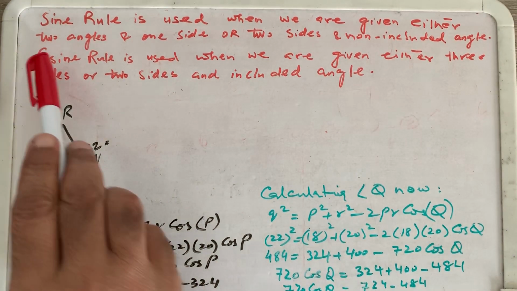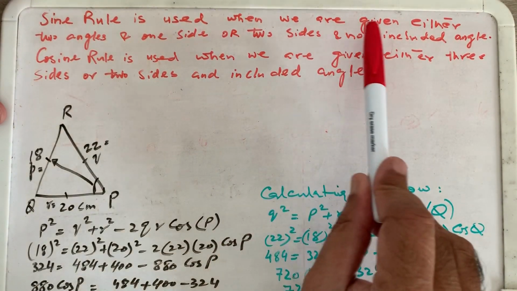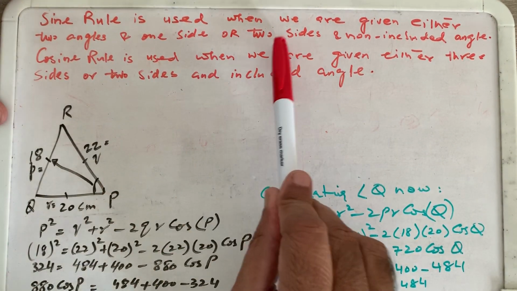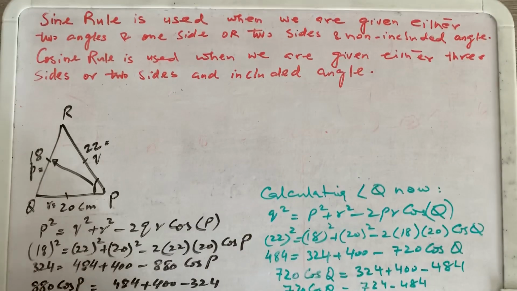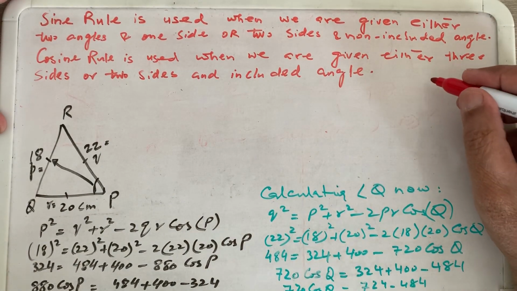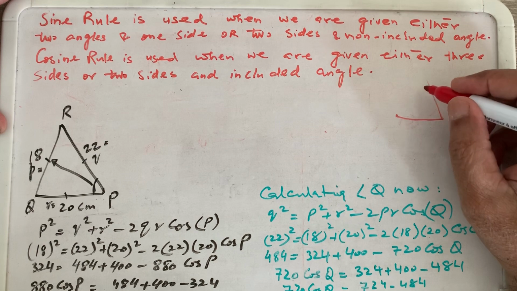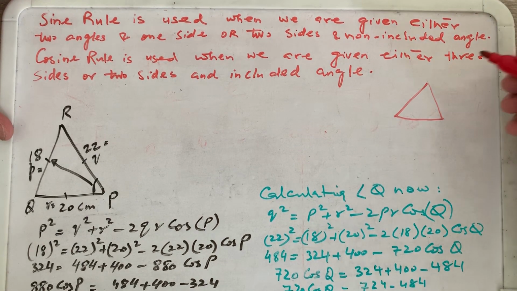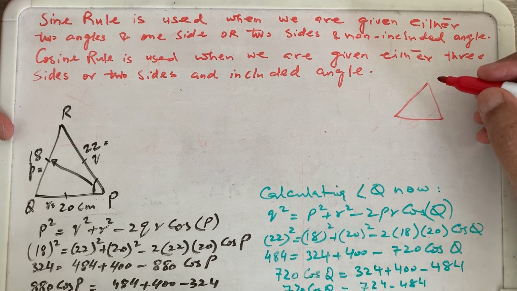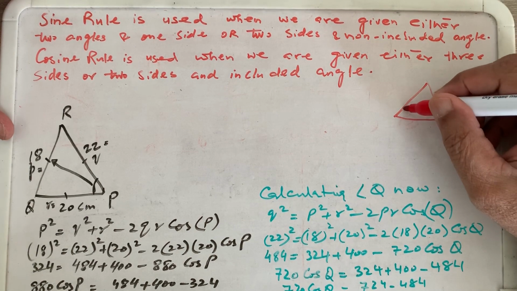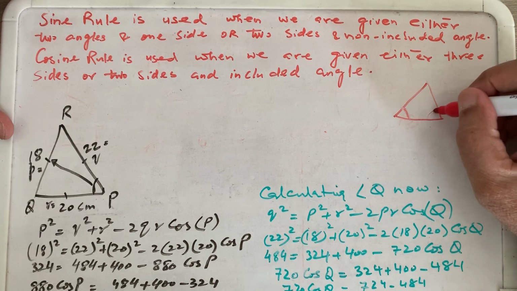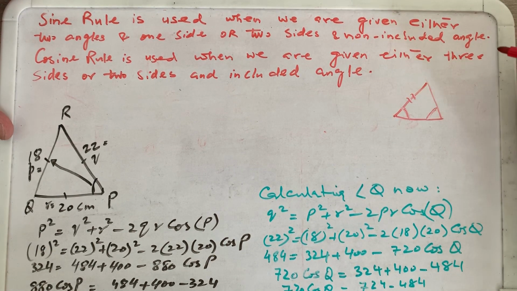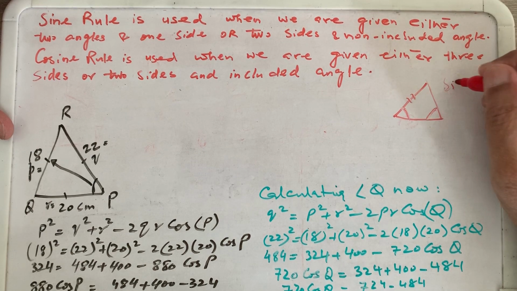So sine rule is used when we are given either two angles and one side, or two sides and a non-included angle. We have a triangle like this, a non-right angle triangle, right? If two angles and one side are known, for example this one, then we can apply the sine rule.